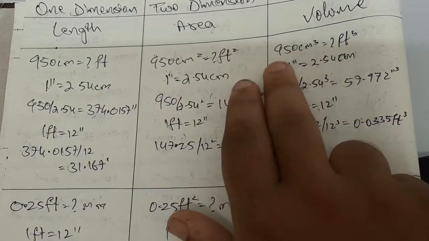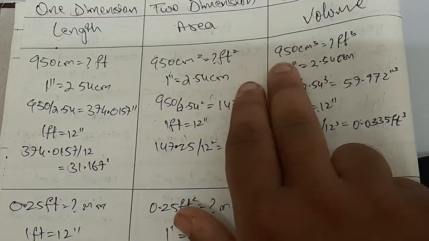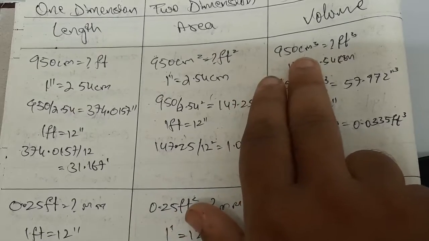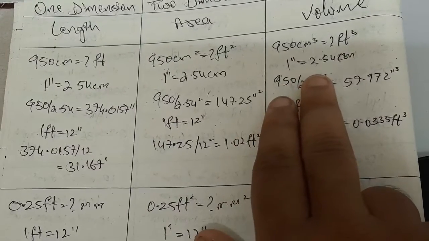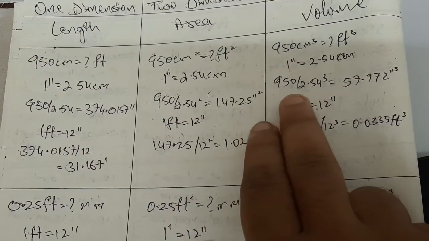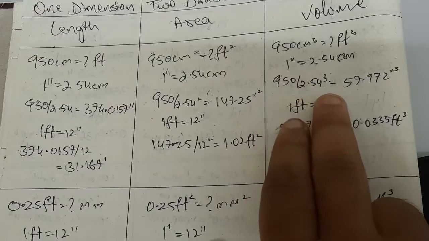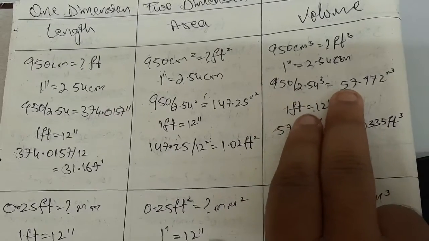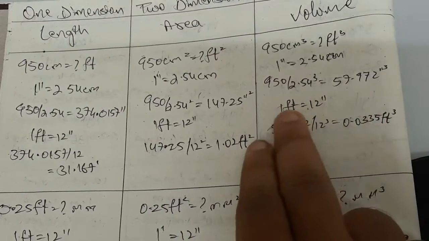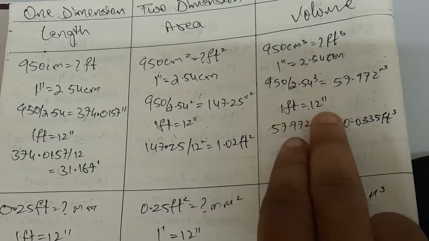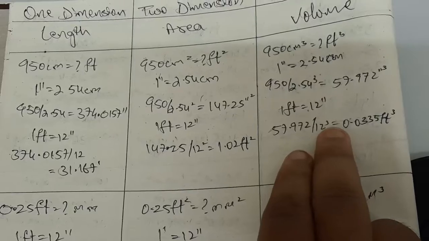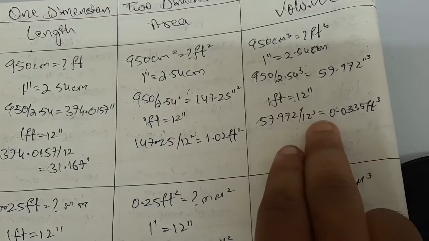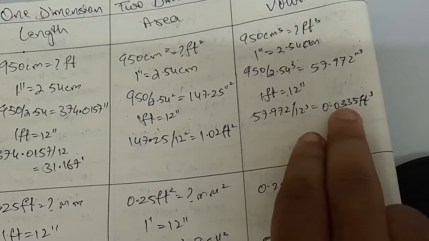Now, in the third dimension we have, that is the volume, 950 centimeter cube is equals to how many feet cube? Since 1 inch is equals to 2.54 centimeter, 950 divided by 2.54 cube gives us 57.972 inch cube. Now since 1 feet is equals to 12 inches, we have 57.972 divided by 12 cube gives us 0.0335 feet cube.